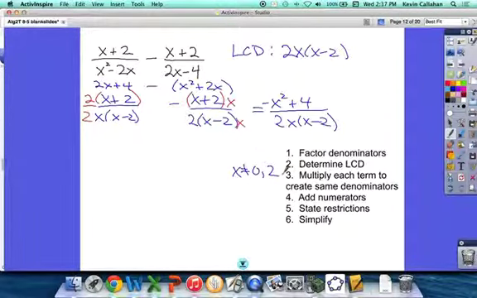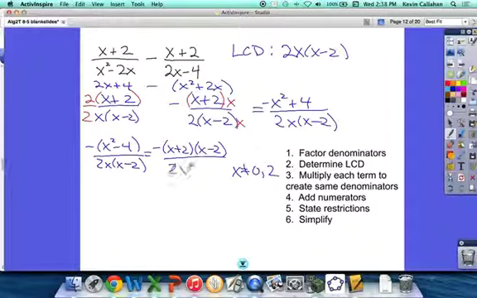Okay, and then I'm going to write it, taking a couple steps here. Negative x squared minus 4 over 2x times x minus 2. Right? All I've done is factor that negative in front of parentheses. And then it'll be negative x plus 2 times x minus 2 over 2x times x minus 2. Okay, now cancel common factors.